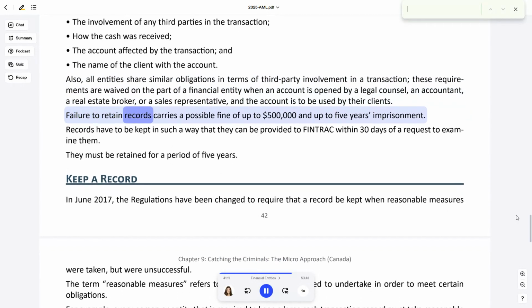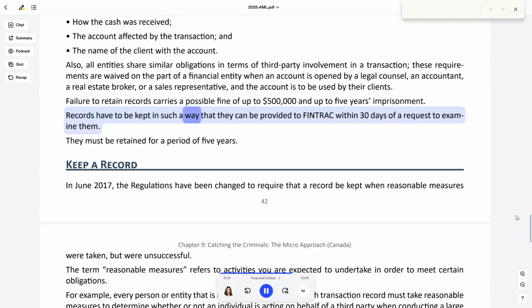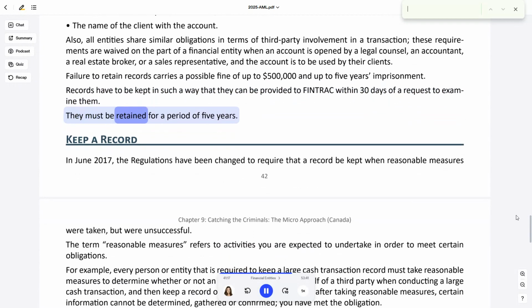Failure to retain records carries a possible fine of up to $500,000 and up to 5 years imprisonment. Records have to be kept in such a way that they can be provided to FinTrack within 30 days of a request to examine them. They must be retained for a period of 5 years.